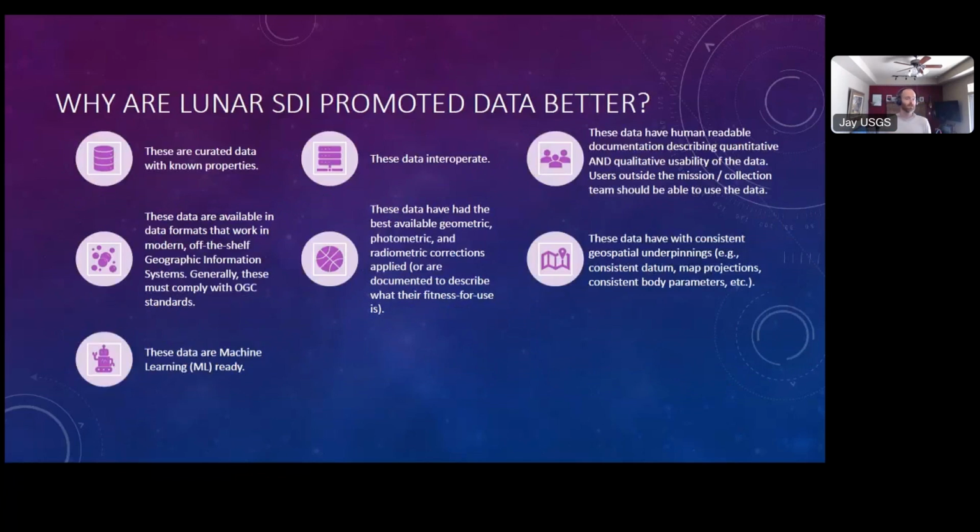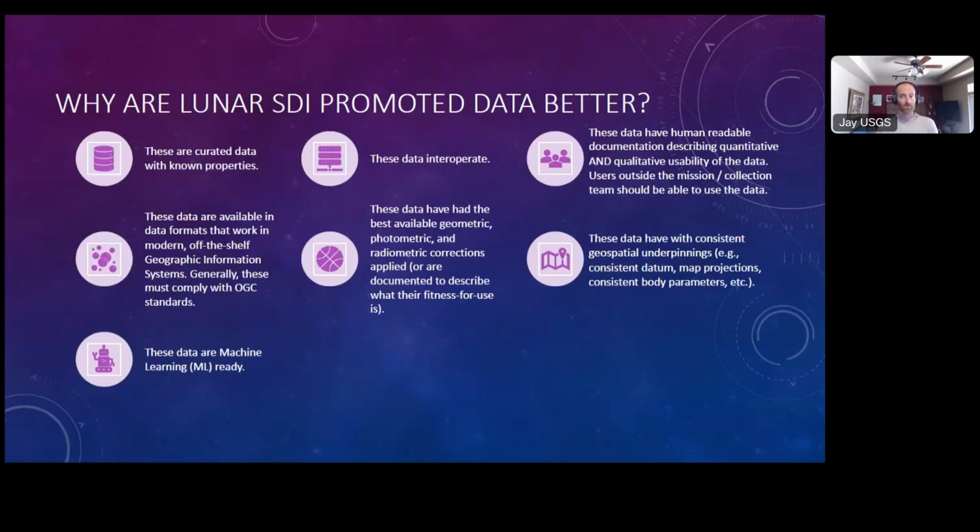What makes lunar SDI promoted data better? Why would you want to use these? Why not just go to the archive? First, these are curated by experts. They have known properties. These data interoperate. The data have human readable documentation, quantitative and qualitative. The qualitative one is a major missing component right now for a lot of data sets. All the data have consistent geospatial underpinnings.